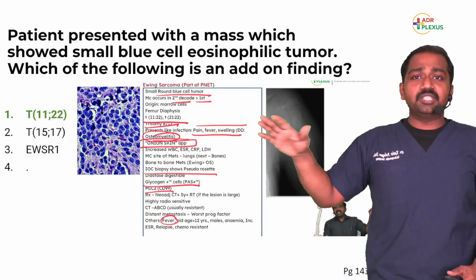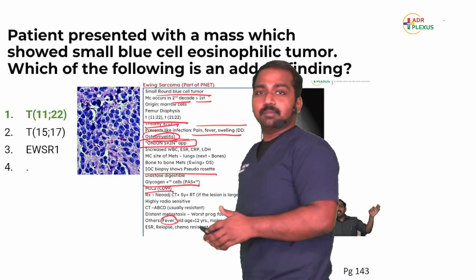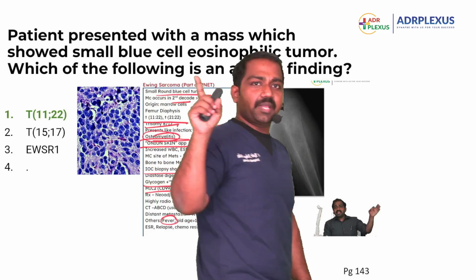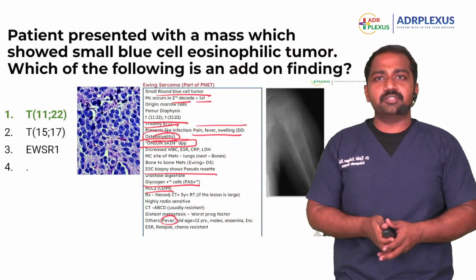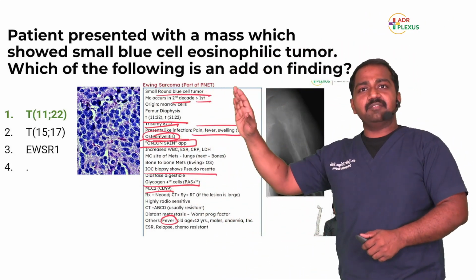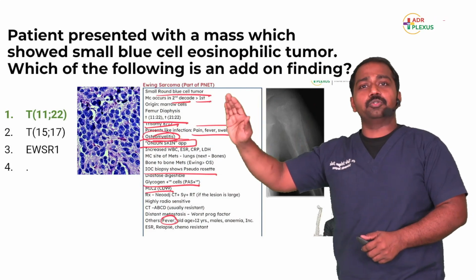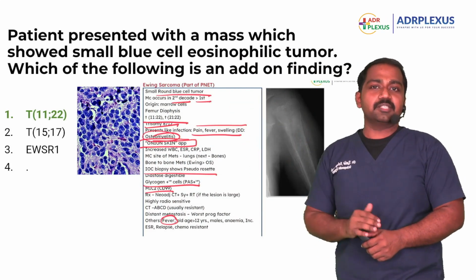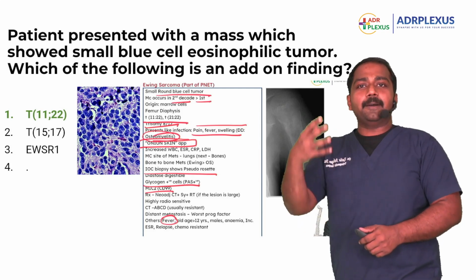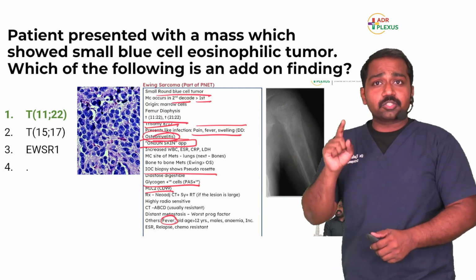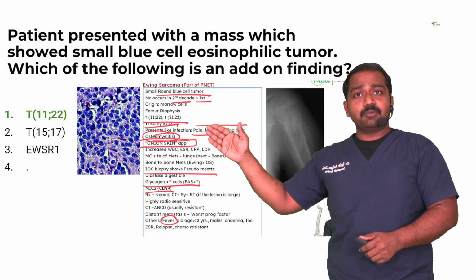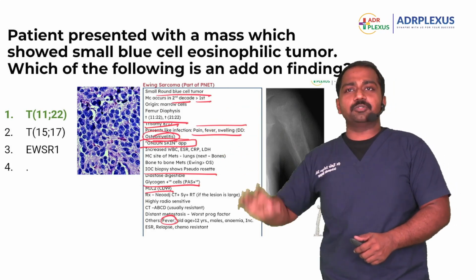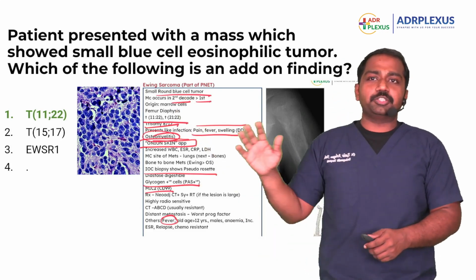Okay, so this question is from our workbook page number 143, and that's the screenshot of page number 143 when I was taking the video session. See how we started Ewing sarcoma. The first word we used to describe Ewing sarcoma was a small blue cell tumor. And also if you look at point number 5, we have mentioned very clearly translocation 11;22. So that was an option. So that should be the right answer.